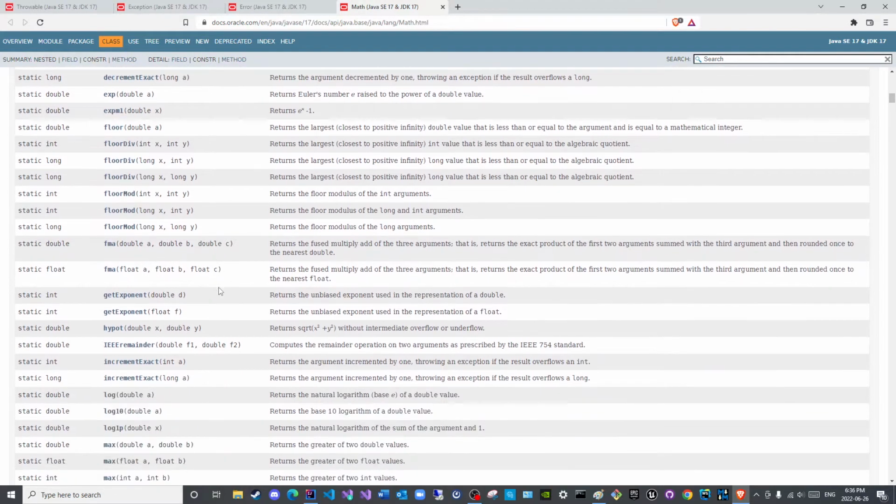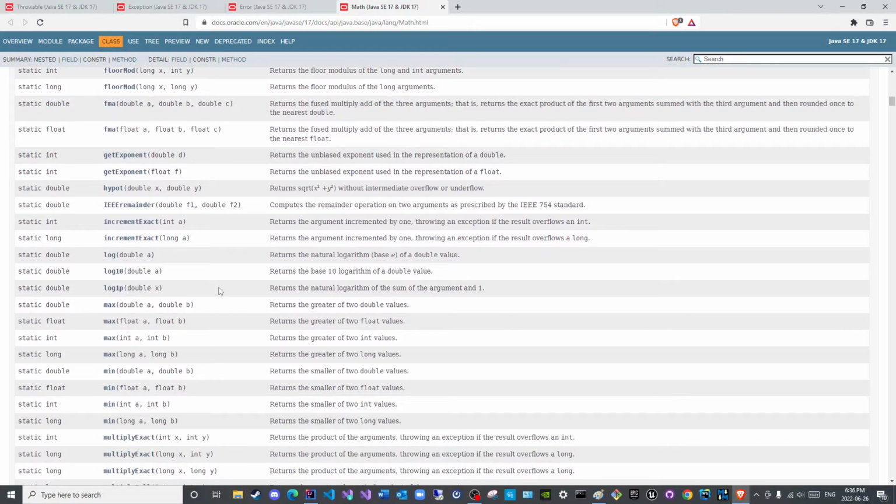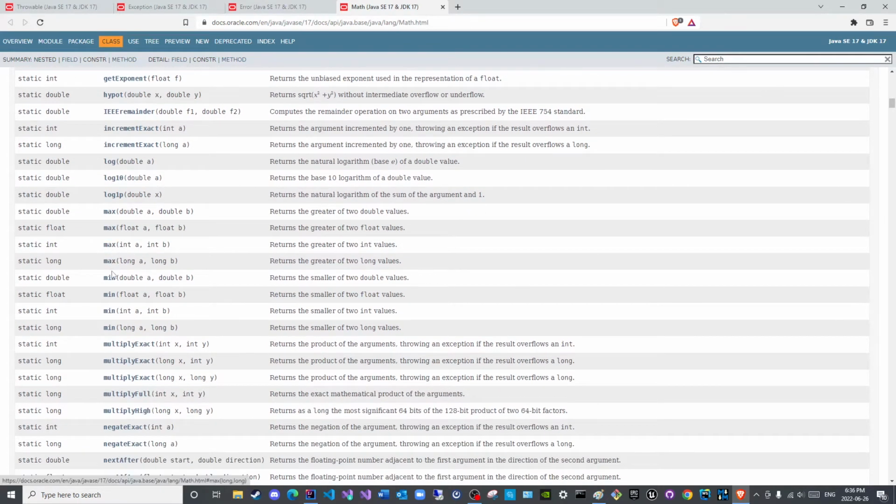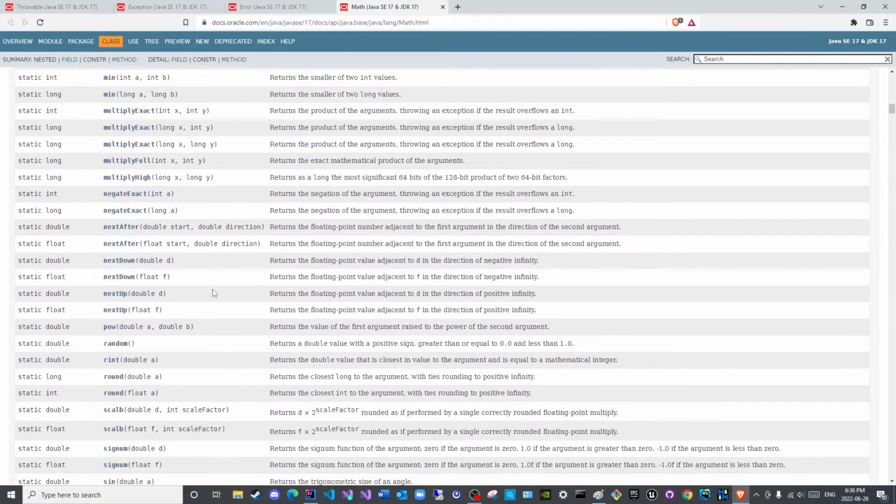Let us see what else you could use here. You have the logarithmic operations, max and min, to determine which of the two numbers supplied is the maximum or the minimum. And pow, which is the shortened version of power, as in exponents.